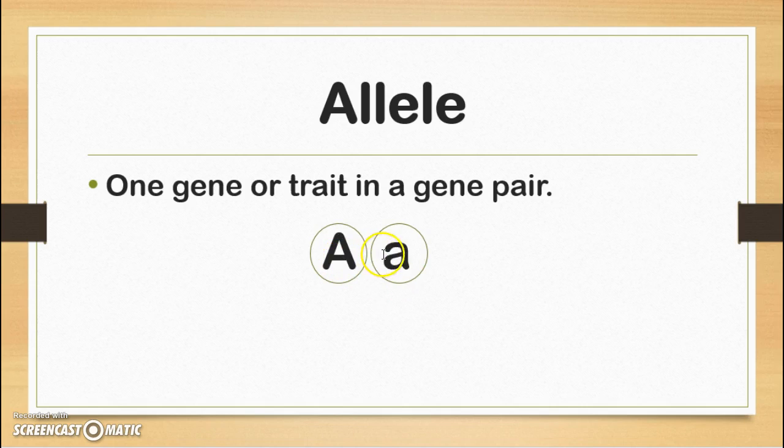Okay, you have a mom trait and a dad trait. One of these, this one here, is considered one allele. This one here is considered one allele. And that's what you would consider as an allele, is one gene or trait in a gene pair.